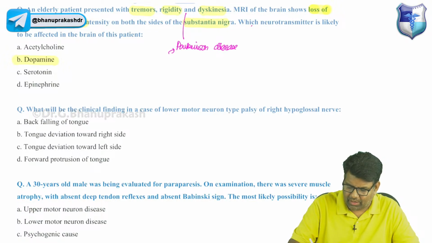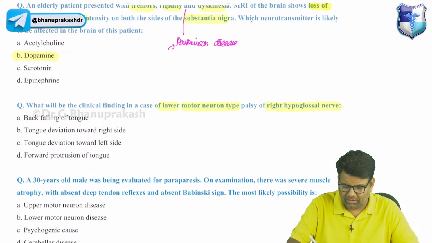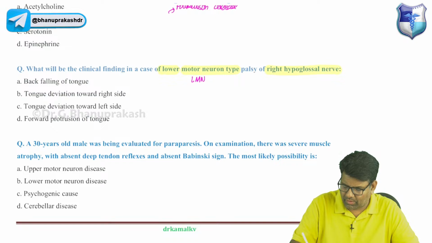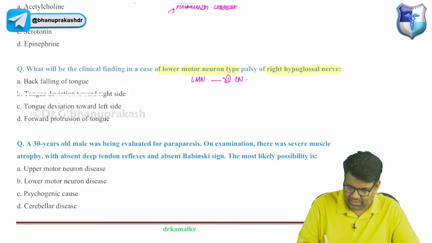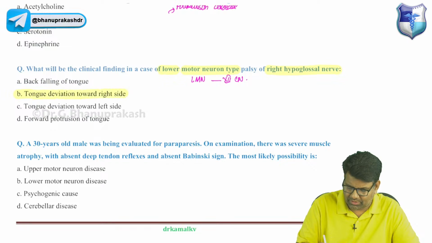Clinical finding in a case of lower motor neuron disease of the right 12th nerve. Anyone? Lower motor neuron type of paralysis of the 12th cranial nerve. Very good, very good. So whenever you tell the patient to protrude the tongue, it will deviate towards the same side. Okay? It is deviation of the tongue towards the same side. This is for lower motor neuron.